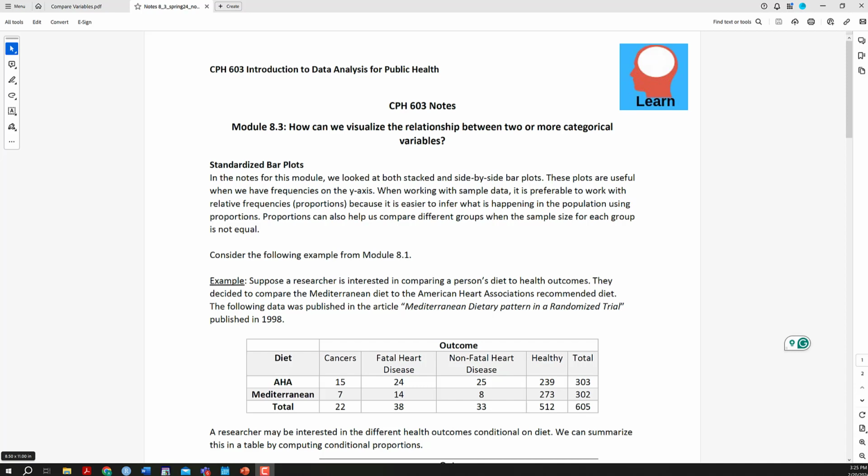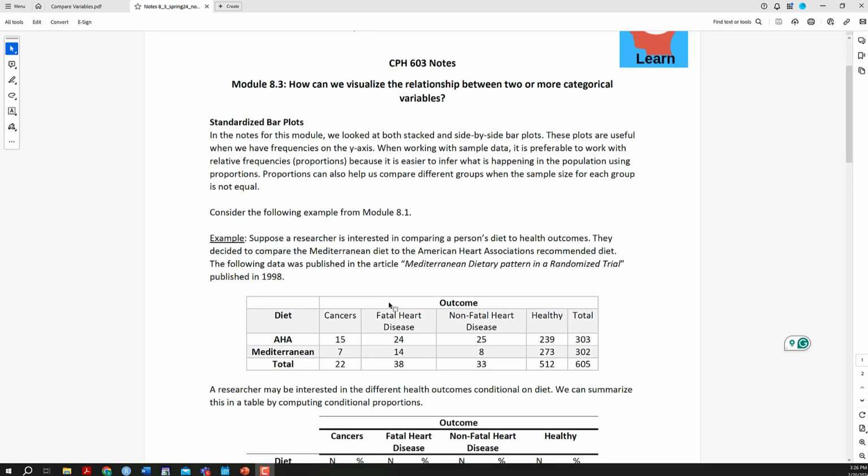And so consider this example from Module 8.1. Suppose a researcher is interested in comparing a person's diet to health outcomes. They decide to compare the Mediterranean diet to the American Heart Association's recommended diet. And the following data was published in the article Mediterranean Dietary Patterns in a Randomized Trial, published in 1998. And so we've seen this table before previously in the notes.